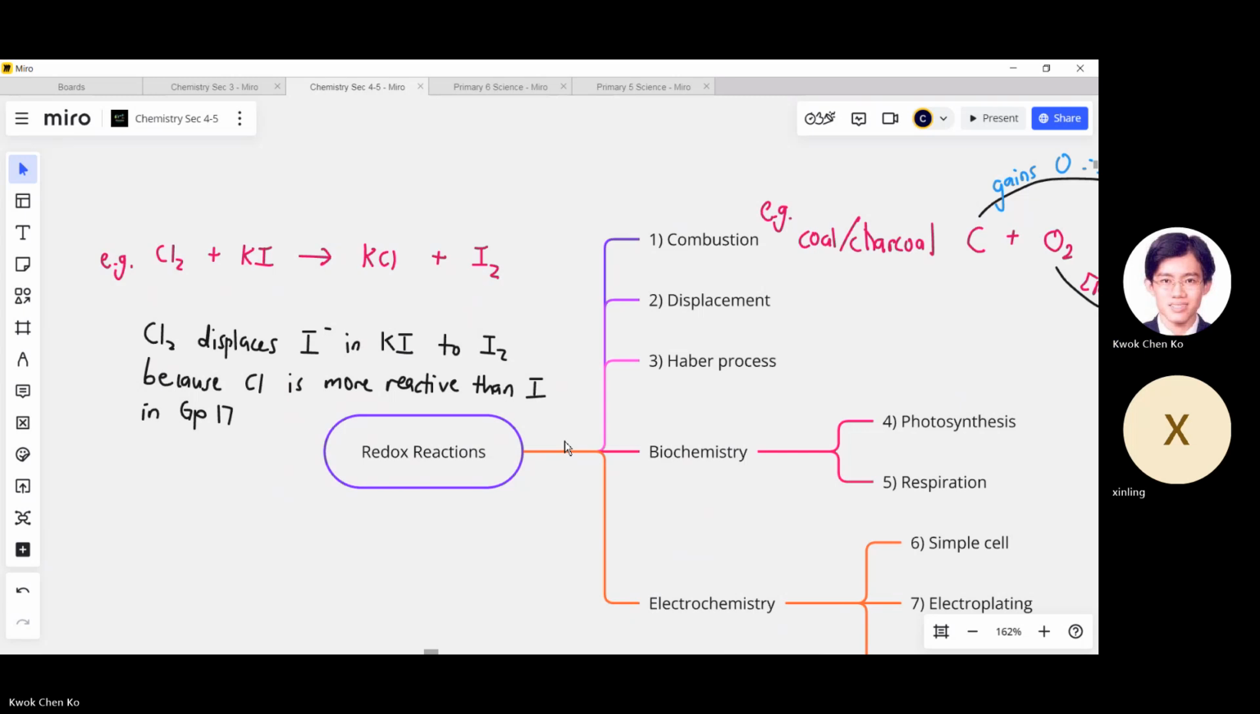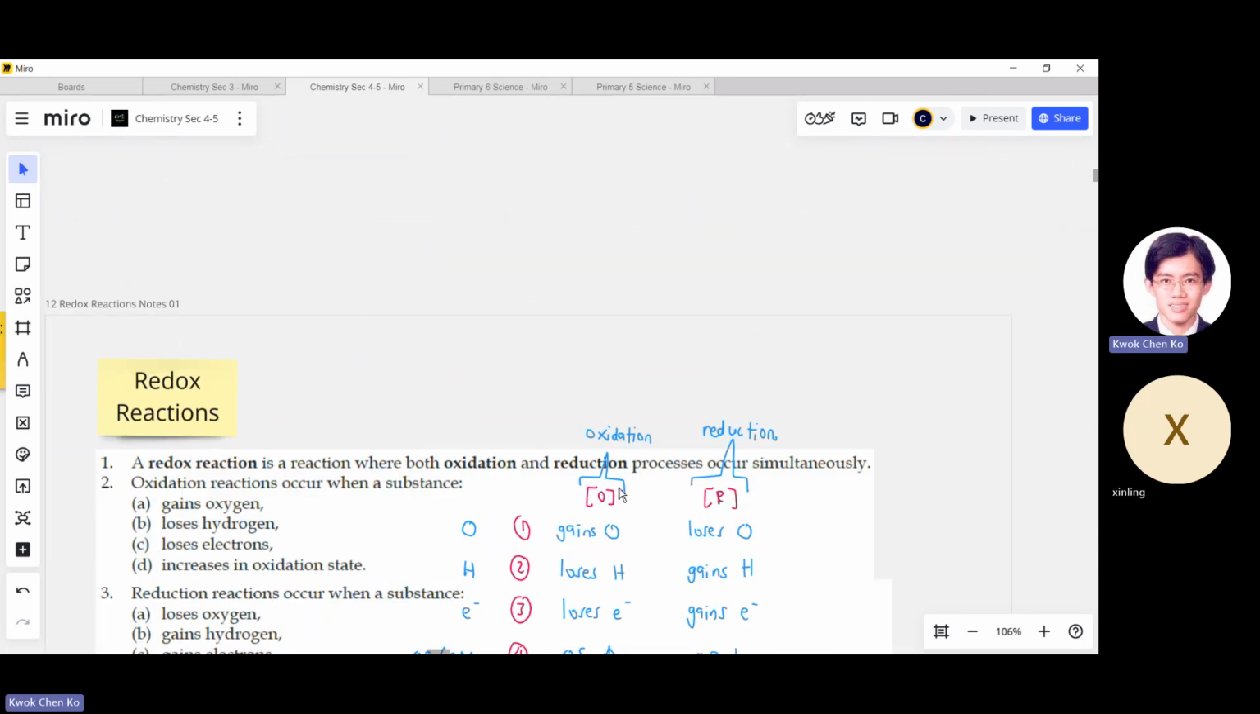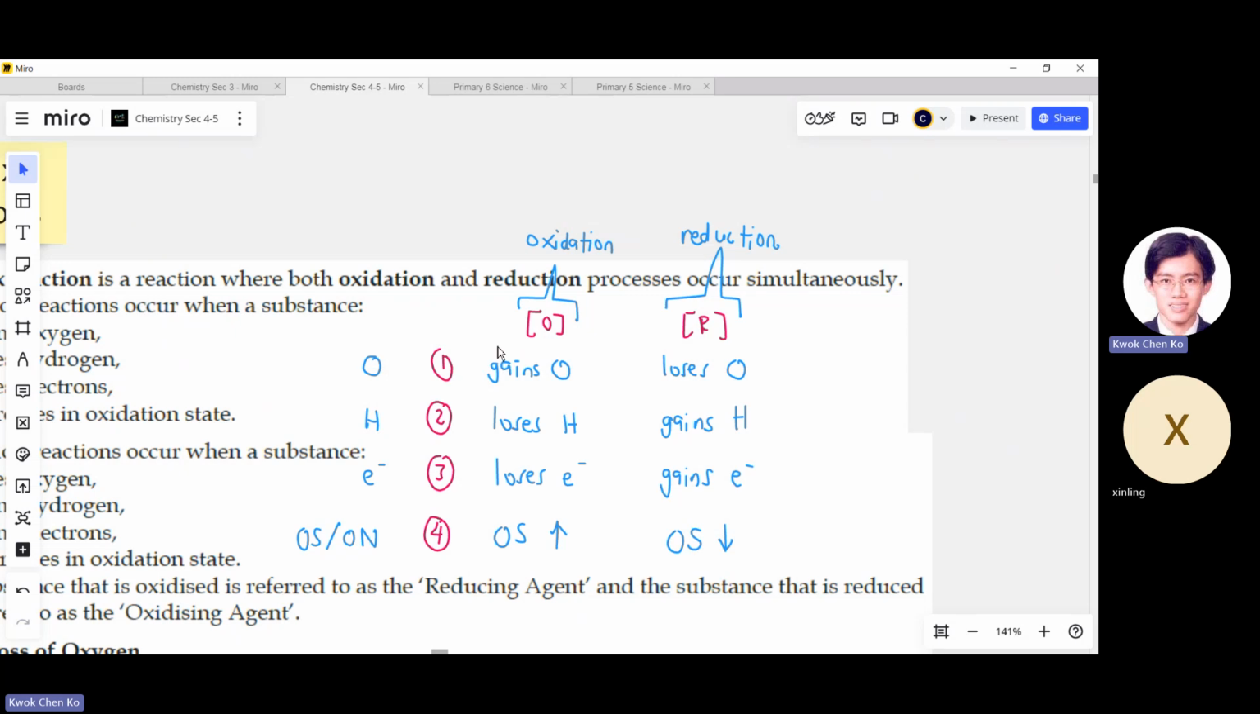But, recall, how do we define redox? There are 4 ways, remember? Michelle, give me one way to define a redox reaction. By looking at... you had this table or something like this last week. You either look at oxygen or hydrogen or electron or oxidation state. OS stands for oxidation state. Okay, so there are 4 ways to identify redox.